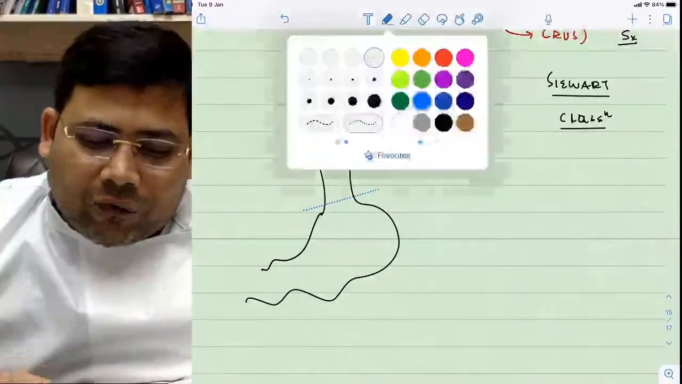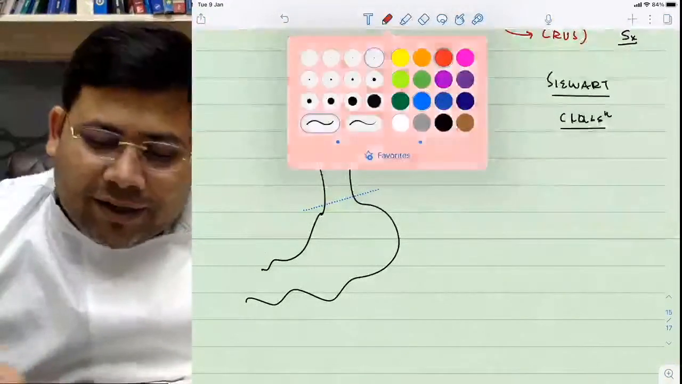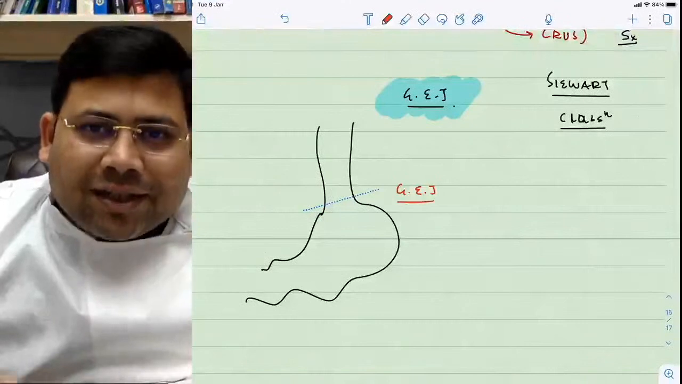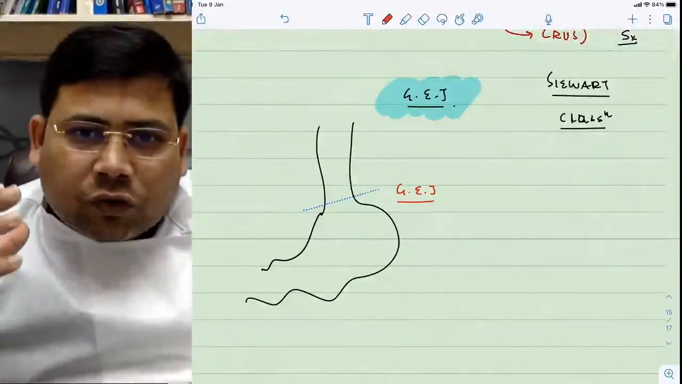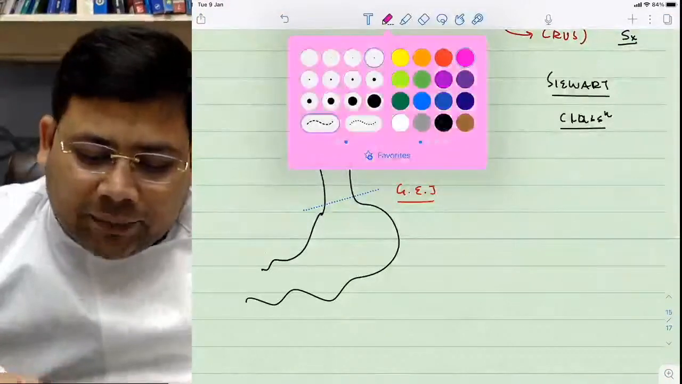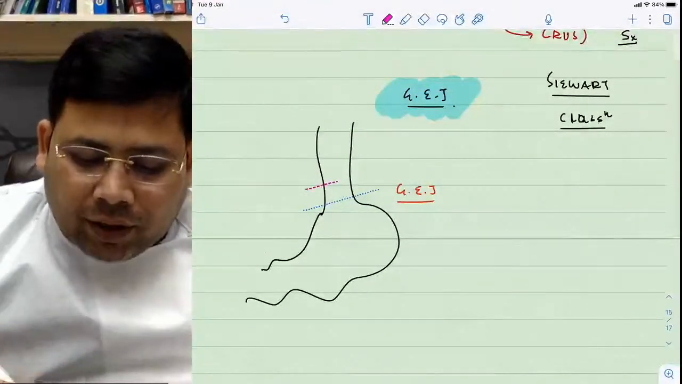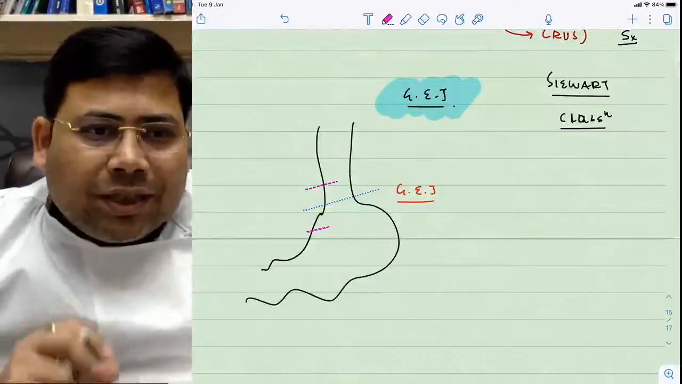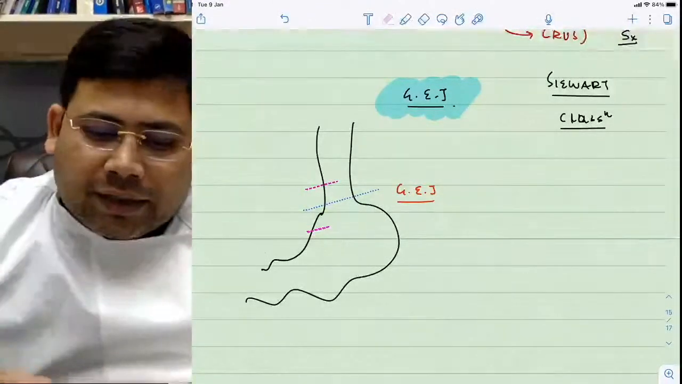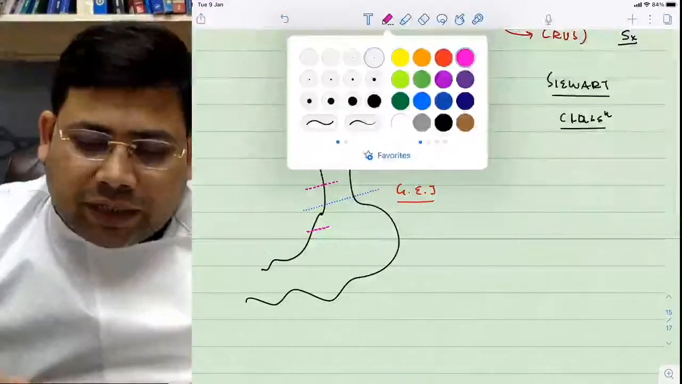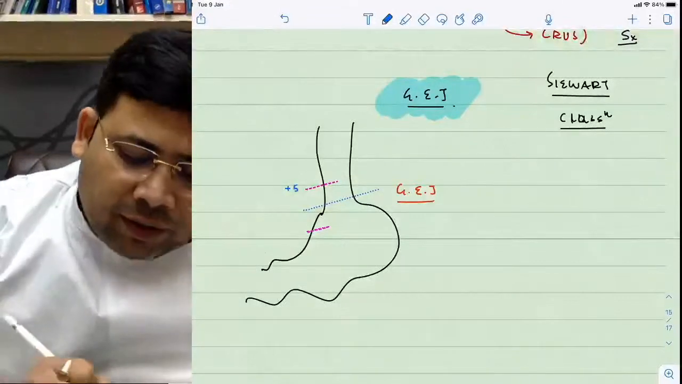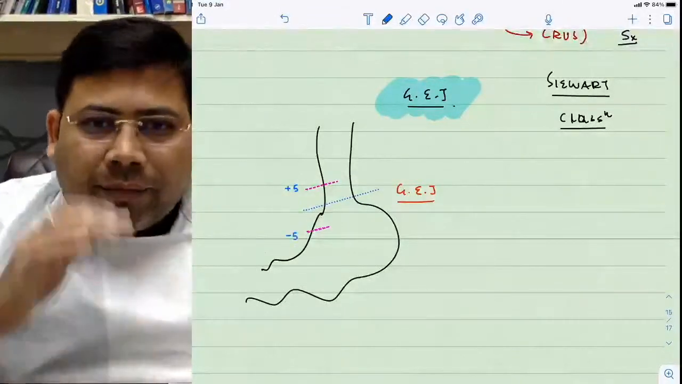This is the G junction. So what are the G junction related tumors? What is the zone which belongs to them? The answer is 5 cm above the G junction up to 5 cm below the G junction. This is the zone which is controversial. People have always been fighting over this 5 cm. So this is +5 and this is -5. I'm trying to label it.